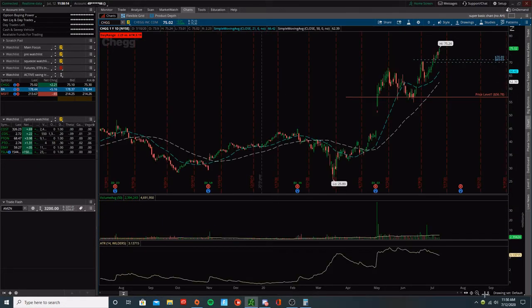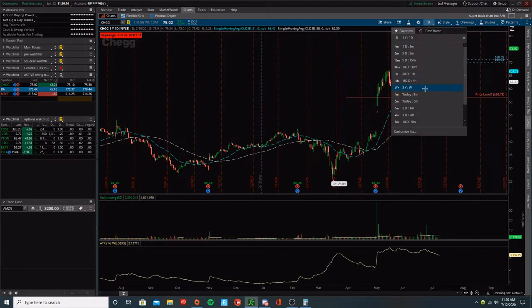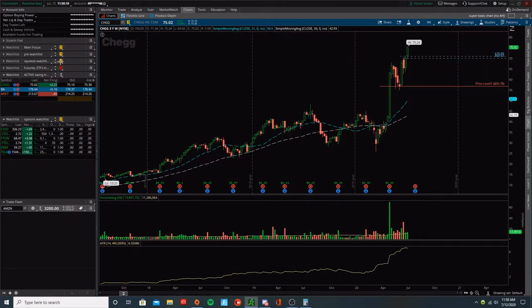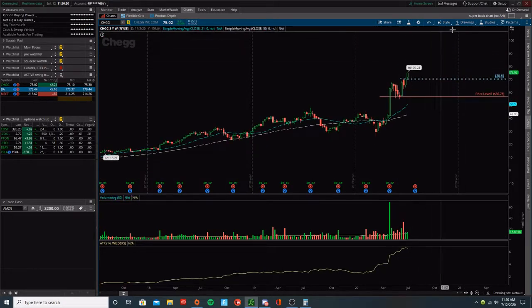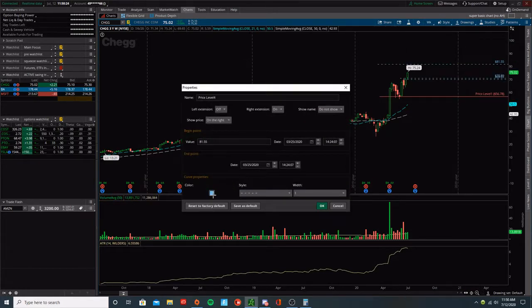I think with Chegg, again, I could set a weekly price target and move 6.5 points. It's like 81 right there. And this would be a level I'll be looking at. I have the August 21st 85 calls.